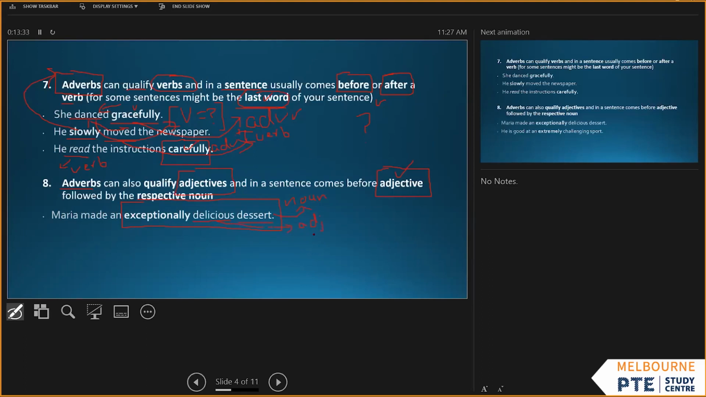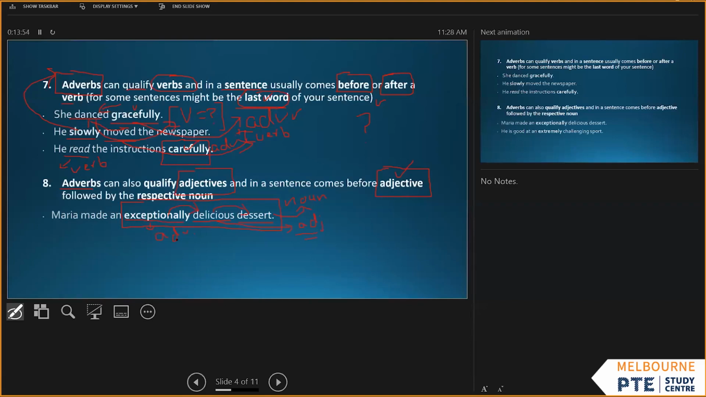Delicious would be an adjective because that is qualifying the noun. But when I say exceptionally delicious dessert, this is now an adverb because this is even further qualifying my adjective.